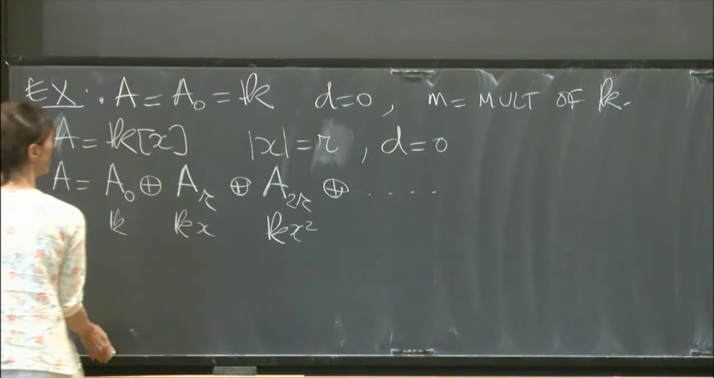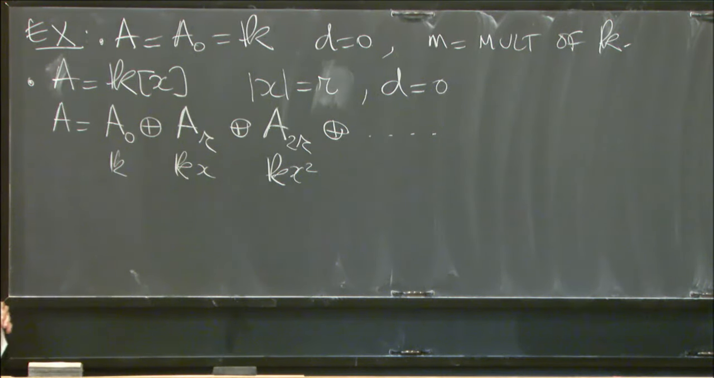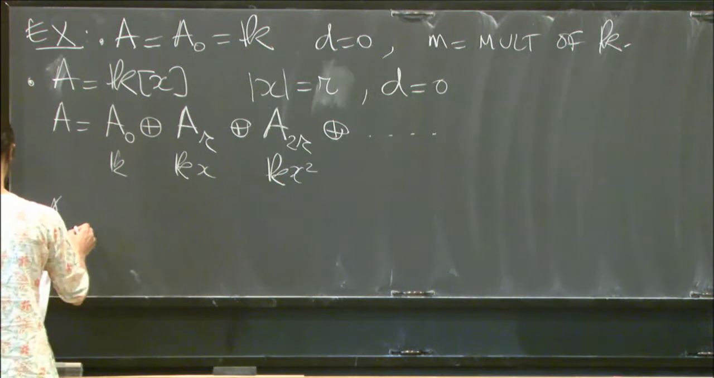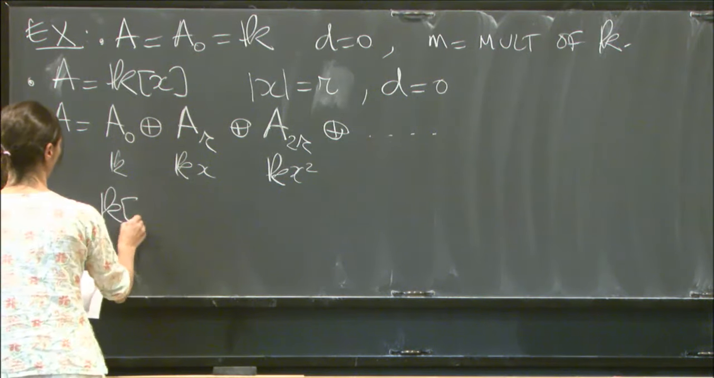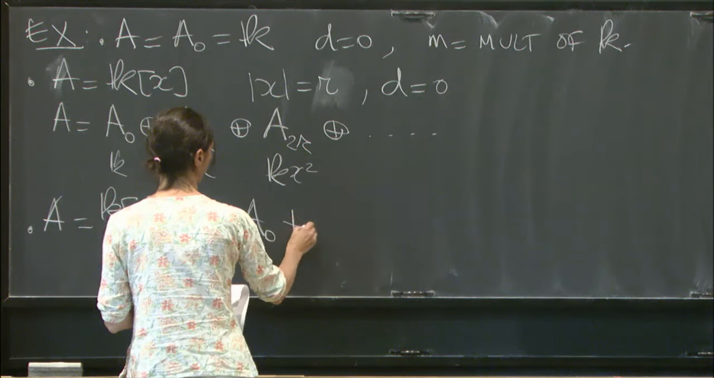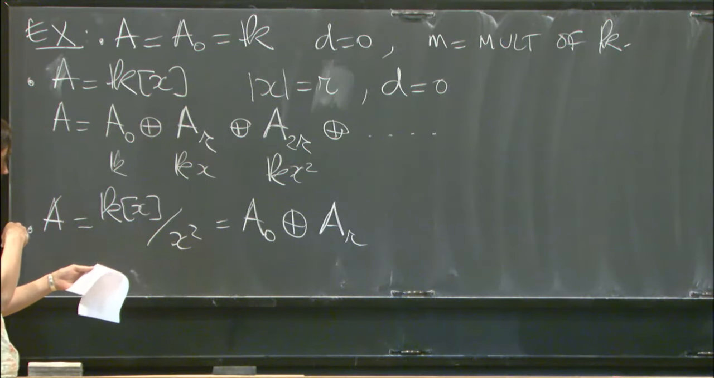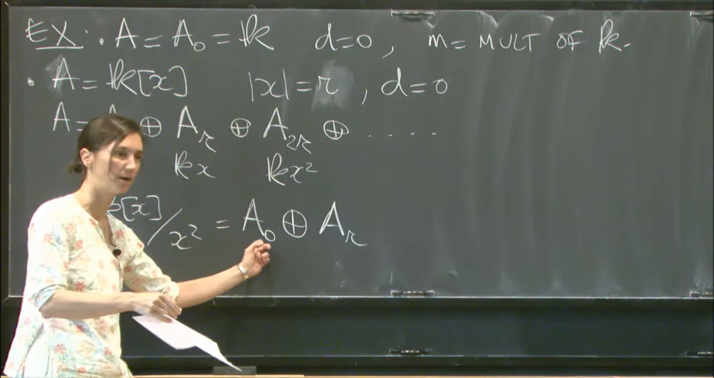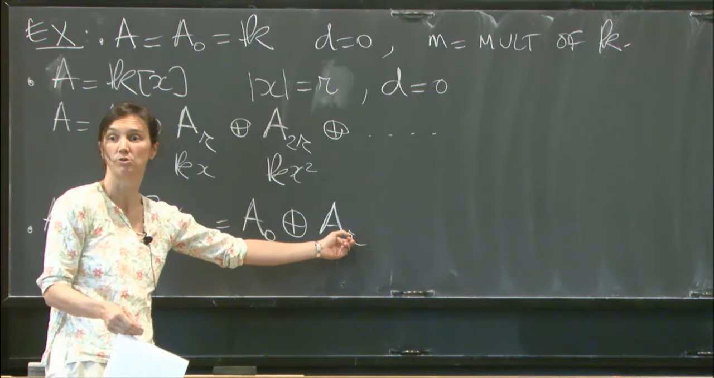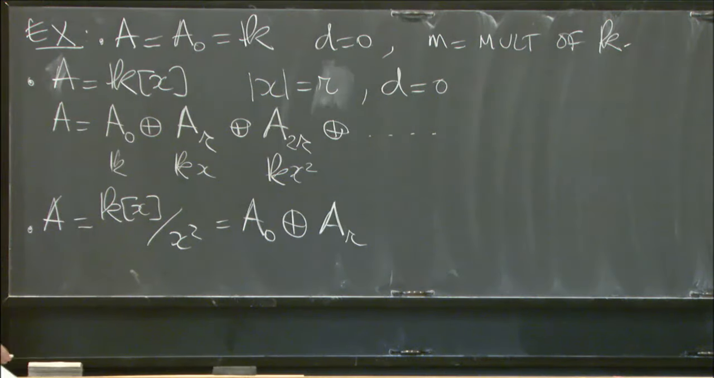So it's spread out. Or I could truncate it. I could do modulo, for example, x squared is 0. So these are fine, happy polynomial algebras. This will show up, so let's write it down. K[x] mod x squared is A_0 plus A_r. This is generated by 1 and x, and x times x is 0, and 1 times x is x, and 1 times 1 is 1, and so this algebra.